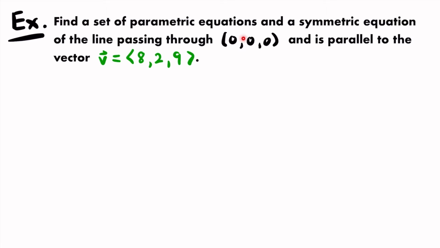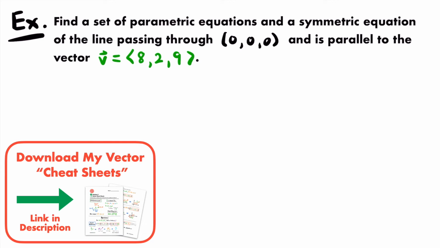We're given a point 0, 0, 0 that the line passes through, so that's going to be a point on that line, and we're given a vector that the line is parallel to. This vector right here, vector v. Vector v is the direction vector for the line in this example. This vector describes the direction of that line. Okay, and so we have both things that we need here. We have a point and a vector.